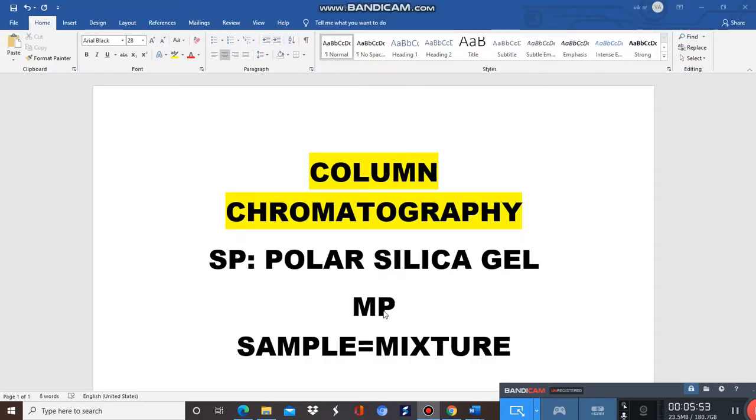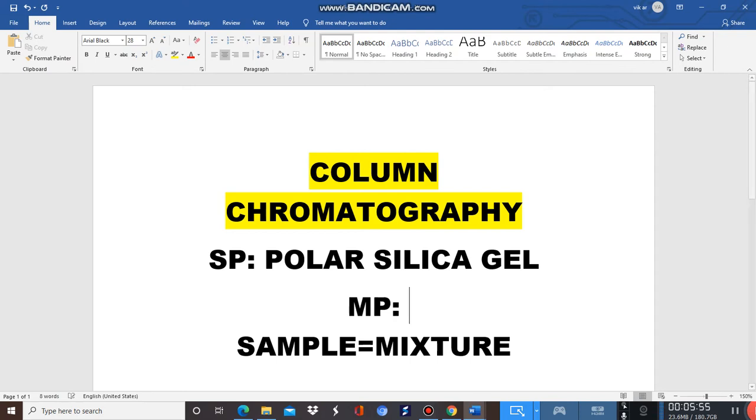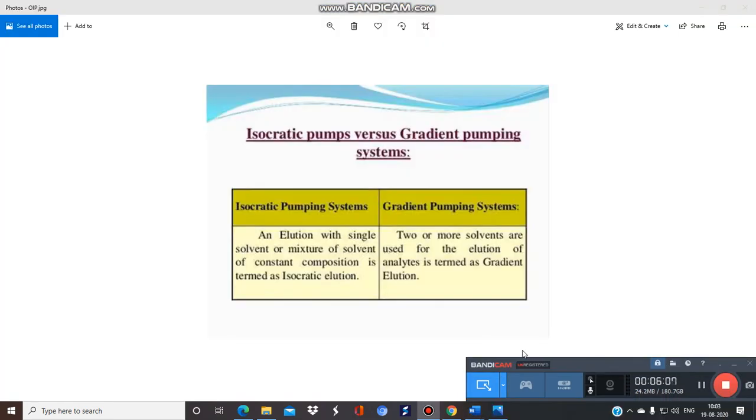And the mobile phase we are using in column chromatography is generally organic solvents like chloroform, methanol, or even their mixture. And in column chromatography, generally two types of elution systems are used, or you can say the mobile phase is used in two forms. Number one is the isocratic elution, and number two is the gradient type of elution. I hope you have an idea about elution.